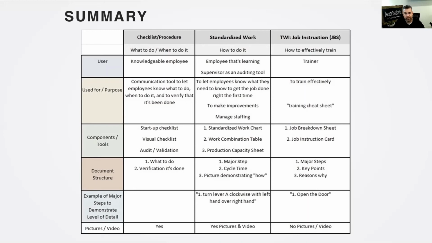All right, and then the job instruction, which is the job breakdown sheet, is for the trainer, and it's to help them train effectively. They might have a job instruction card along with their job breakdown structure, just to give them a training cadence, to make sure that they're hands-on and they're showing and coaching the person as they're learning. And that has major steps, key points, reasons why. That doesn't have the pictures. Their major steps are more zoomed out. Then standardized work is more zoomed in.